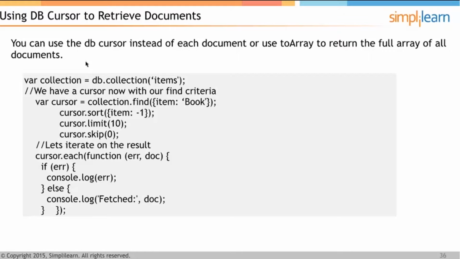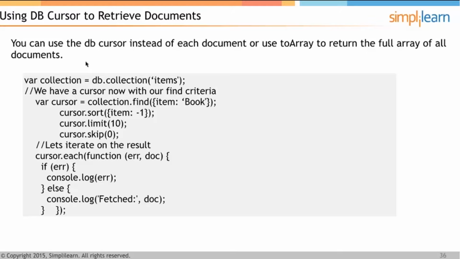Now I do var cursor is equal to collection.find item is book. Every find function returns a cursor. So here that cursor is with cursor. Then I'm sorting the cursor in reverse order of item. I'm limiting the results to 10, and I'm skipping 0 results. It means I just want the results to be shown from number 1.